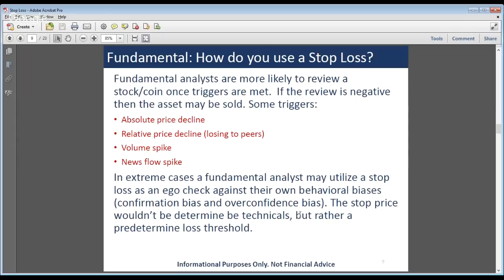Now, the price that determines the stop loss wouldn't be based upon technicals, but generally some sort of loss amount. Whether it's an absolute loss below zero or a relative return loss, they would have that hard-coded in their system. So say if it's underperforming or has a loss of 10%, automatic sell. However, more likely than not, it's going to be more of the review process.